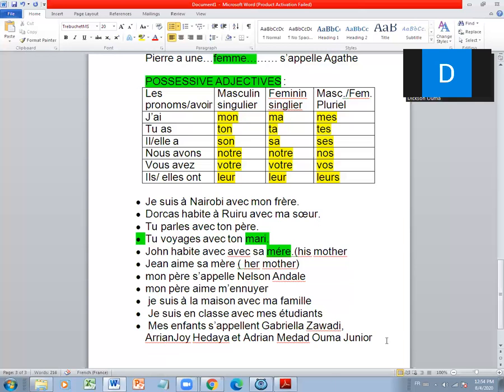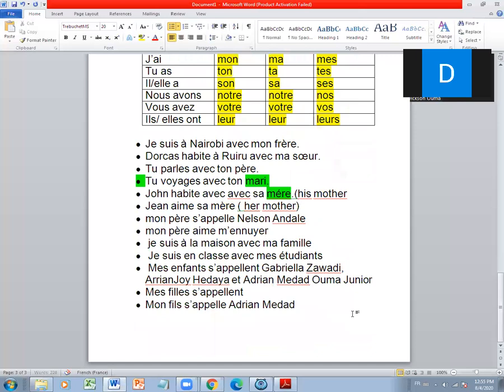Again, I can narrow this by saying mes filles, my daughters. Mes filles s'appellent, I've indicated their names there. Mes filles s'appellent Gabriela Zawadi et Ariana Joy. But I will say, mon fils s'appelle Adrian Medad. As simple as that. So that is about the family.